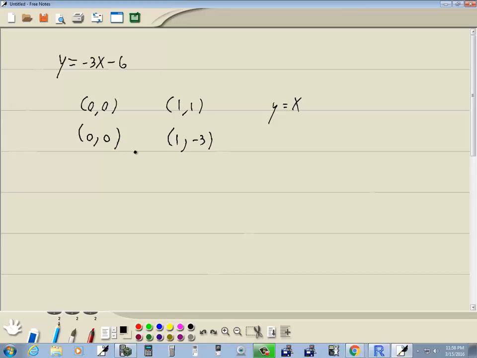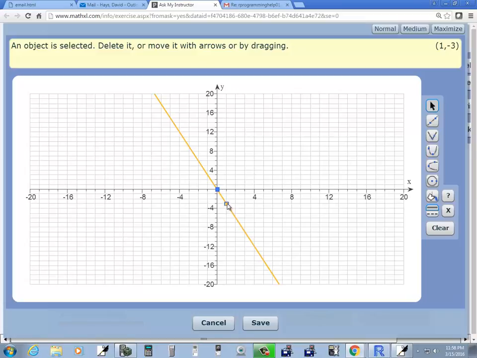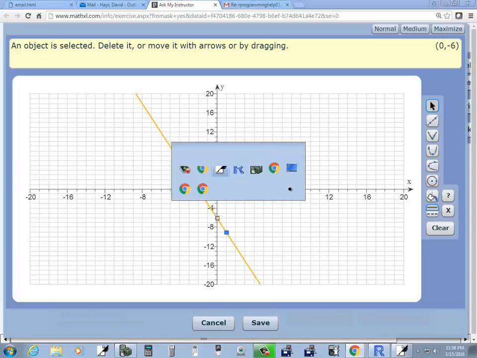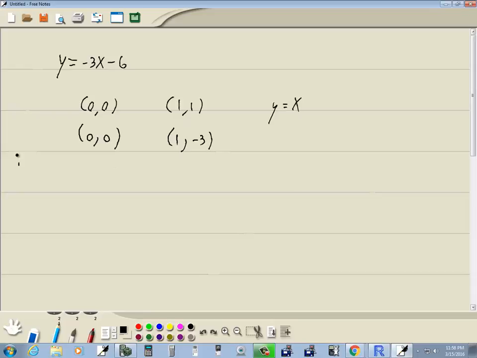Now the minus 6, I could use that to affect this, or if I remember that the minus 6 shifts it down 6, I can go 1, 2, 3, 4, 5, 6, and on this point I'll bring it down 6. Okay, so down 6. Which means I'd have 0, and then I take this value, 0 minus 6, so this point would be 0, negative 6.